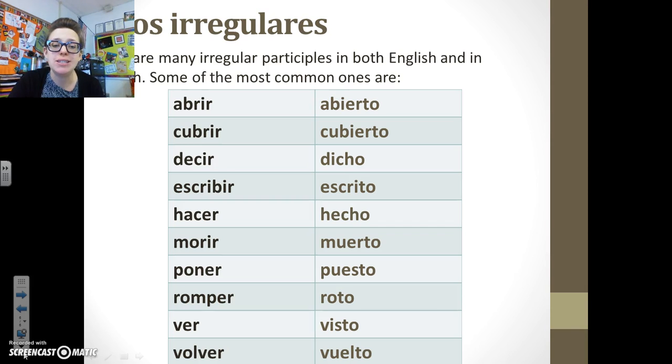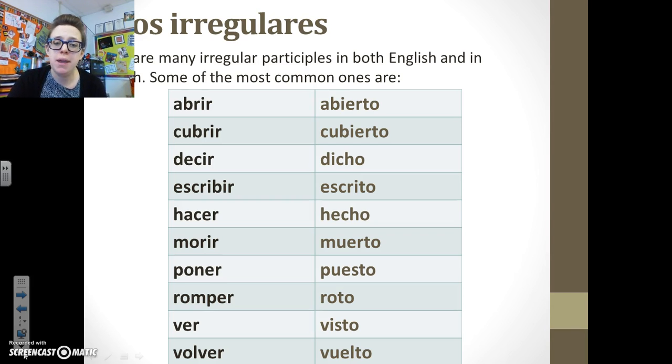Decir means to say or to tell. Decir's past participle is dicho. That's something that you already know. It means said or told. Escribir, the past participle for escribir, which means to write, is escrito, or written.